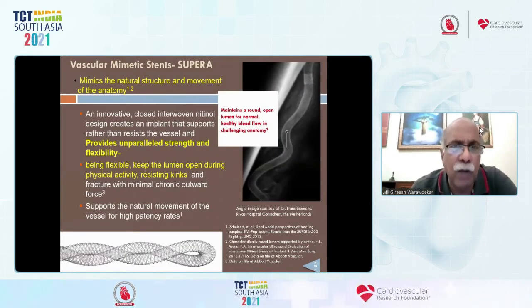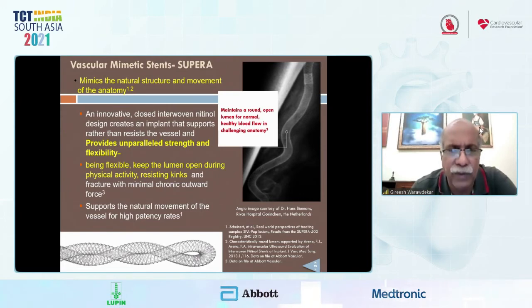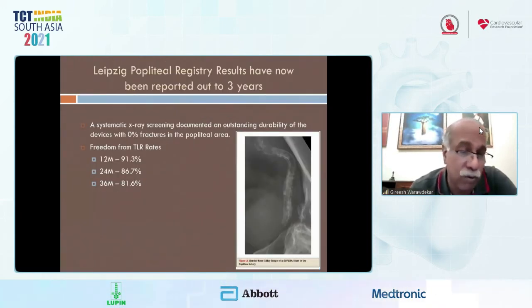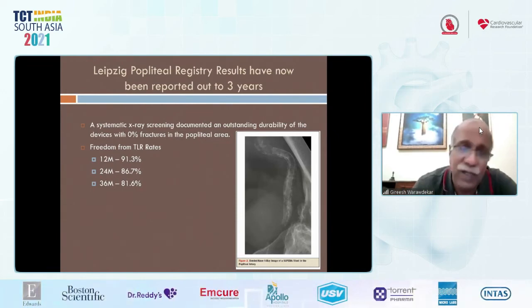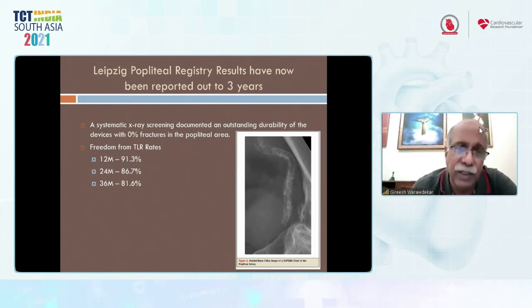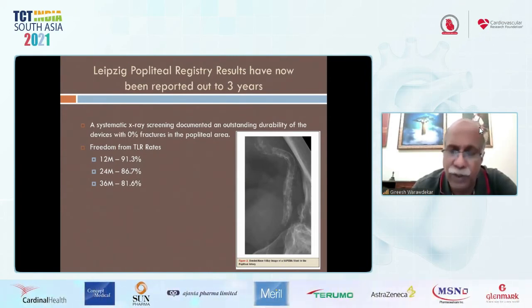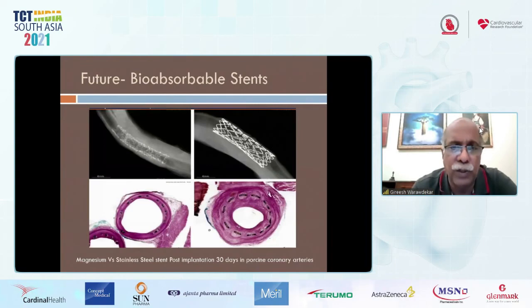We have biomimetic stents available, which is basically from Abbott. It's called the Supera, which is a very flexible stent, and it's a nitinol woven stent, which has shown very good results when there is gross calcium. And if you see freedom from TLR, 12 months was 91.3, 24 months was 86.7, and 36 months was 81.6. So I won't go too much into detail.